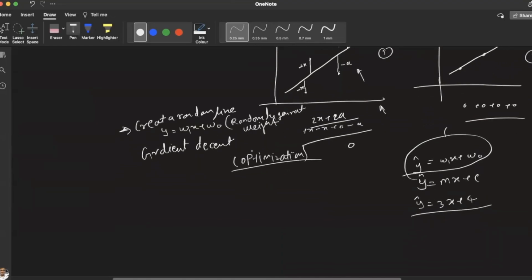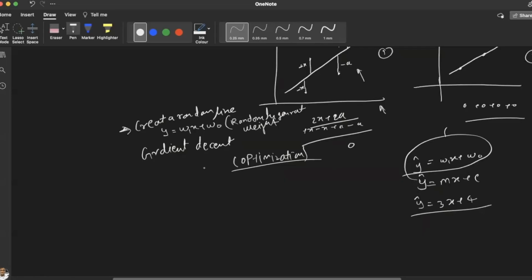There are so many optimization methods as well. If you are in the second or third year of engineering, you might have gone through the Newton-Raphson method of optimization in your M2 or M3, I'm not sure. That is also a method of optimization. Gradient descent is another method of optimization.